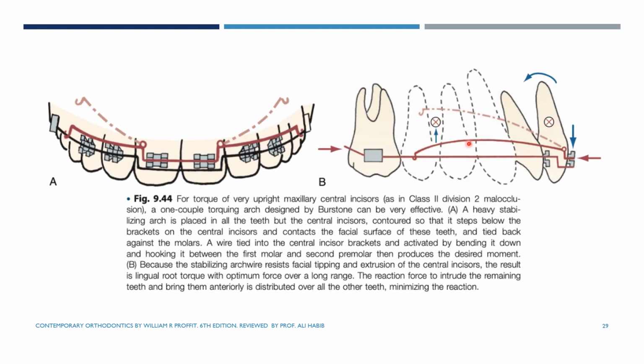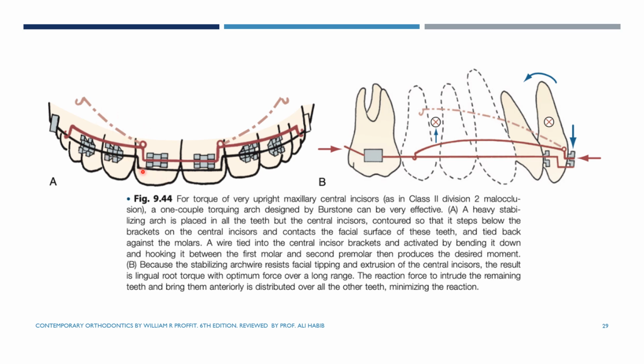An appropriate way to do torque instead of flaring the incisors, and to prevent the consequences of using the 2x4 setup, is to apply a base arch wire that is heavy and engaged in all brackets except the central incisors. Make the wire lower than the brackets. Then, for example, in cases of class 2 division 2 where you want to torque the roots lingually, you don't want to flare them, you just want to torque the roots lingually.